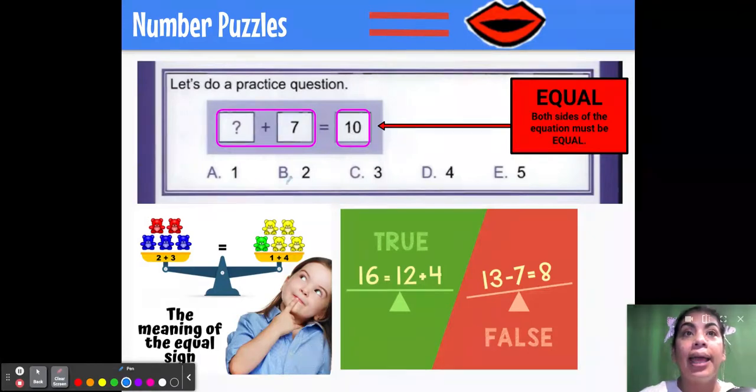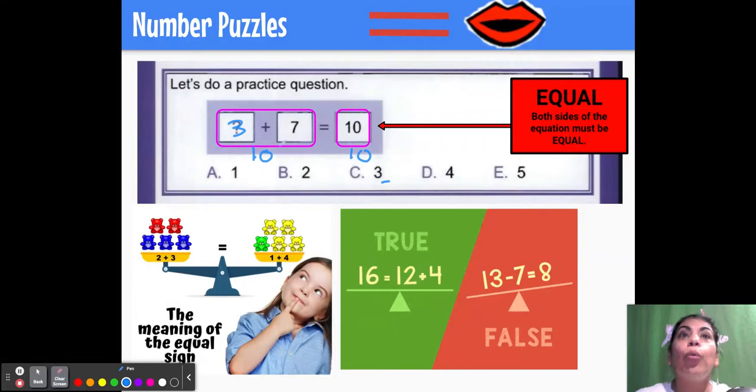So in this case, let's see, 2, and if I add 7 to that, that's going to make a 9. 9 does not balance 10. What about 3? 3 and 7 make 10. Ooh, now we're talking. So this side of my equation has a value of 10, and this side of my equation also has a value of 10.